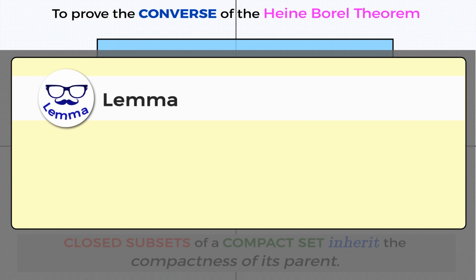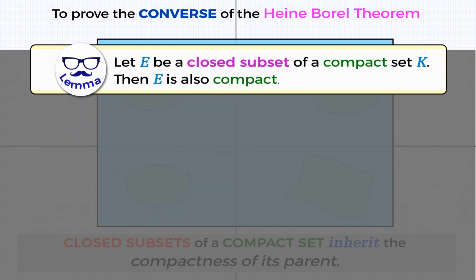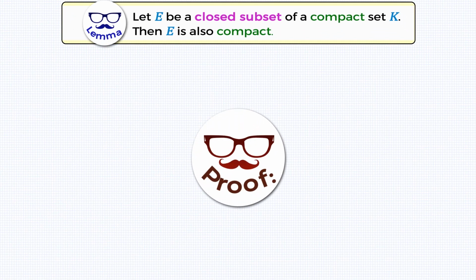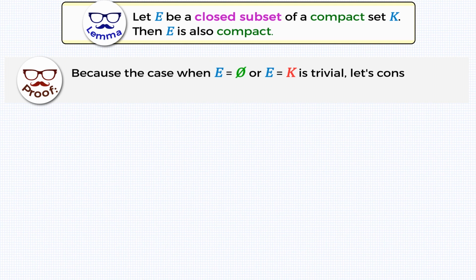Lemma. Let E be a closed subset of a compact set K. Then E is also compact. Proof. Because the case when E is equal to the empty set, or E equals K, is trivial, let's consider the case where E is a proper subset of K.